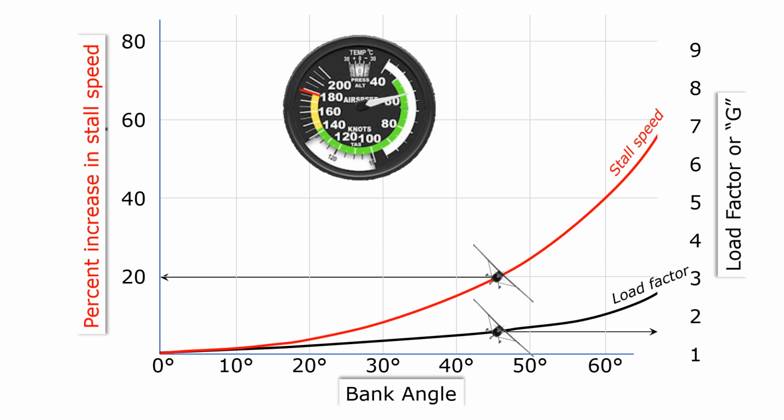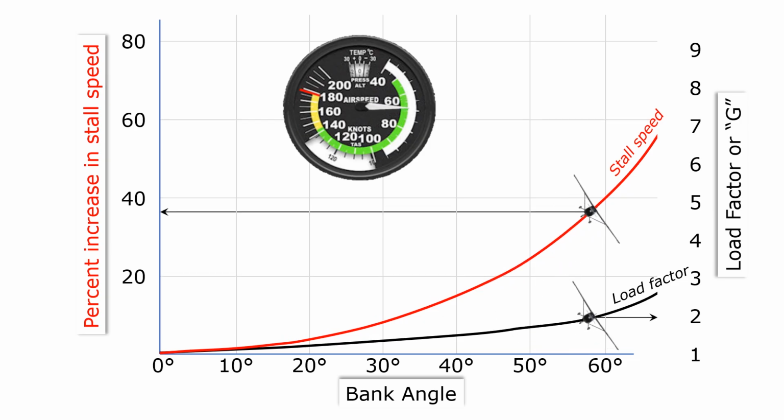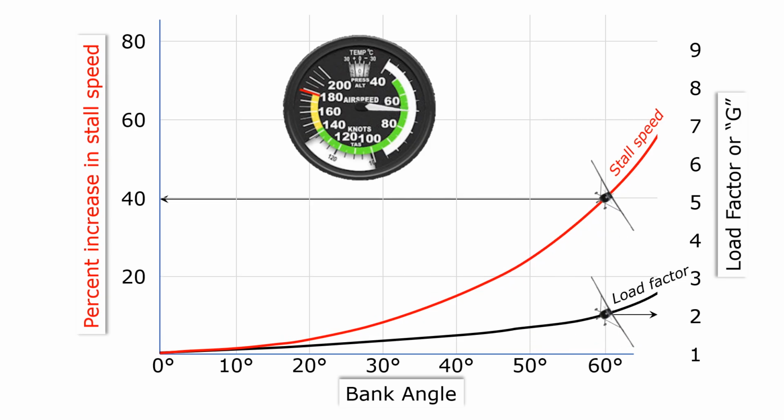At 45 degrees of bank, we find ourselves here on the chart around a 20% increase in our stall speed, which has brought it from 50 knots to 60 knots, and an increase in load factor to about 1.4 Gs. If we increase our bank angle some more to 60 degrees, we've gone to around a 40% increase in stall speed. It's now about 70 knots, and a load factor of 2. We've had to double our lift at 60 degrees, so we feel twice as much loading.